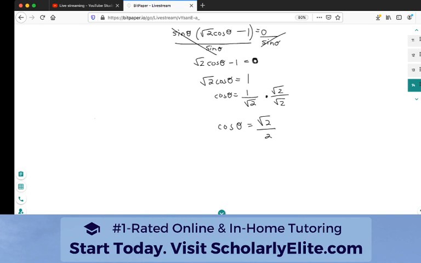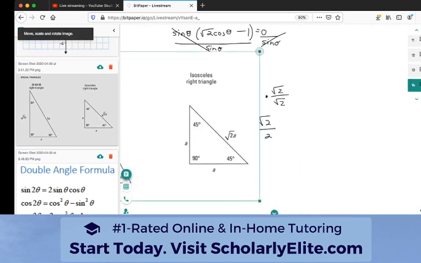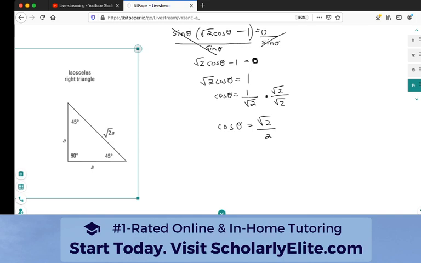And I know for a fact that one of my special triangles does have that information available to me, and that is the 45-45-90, which in radians we refer to as the pi by 4, pi by 4, pi by 2 triangle. And we can take a look at where this is true.